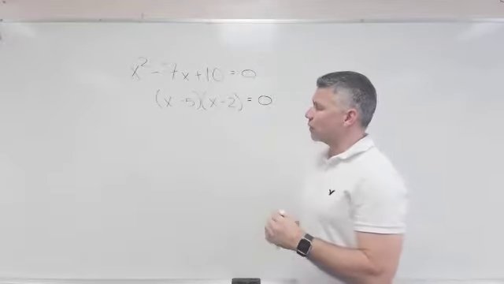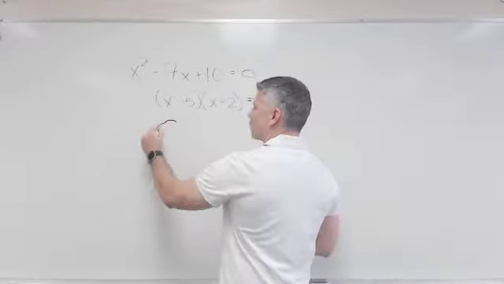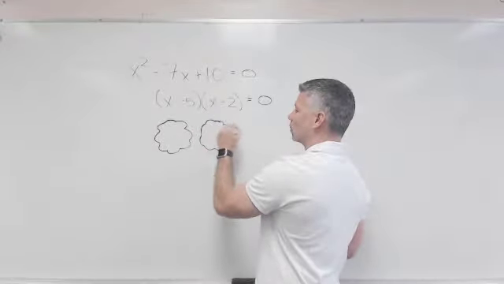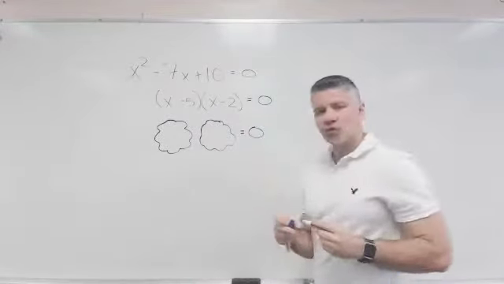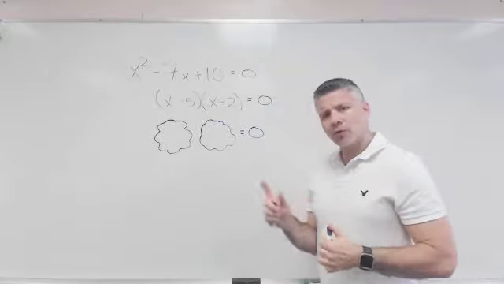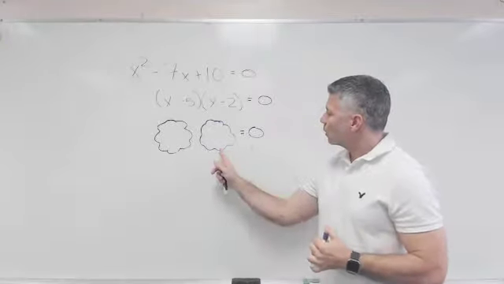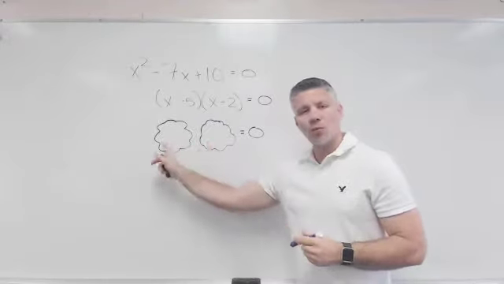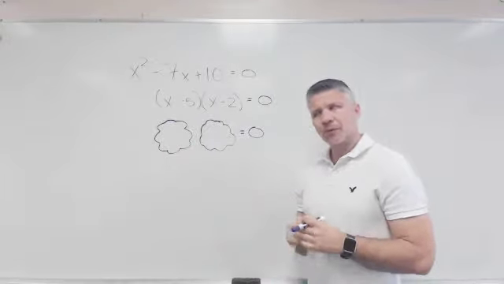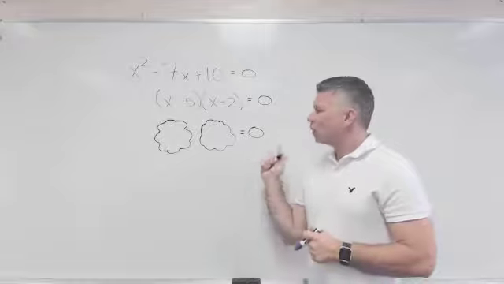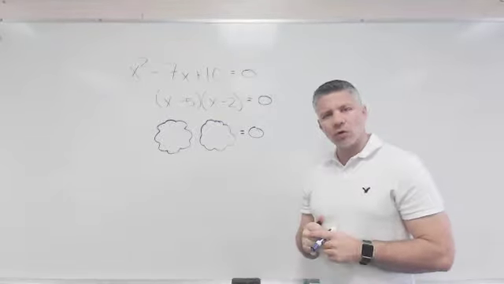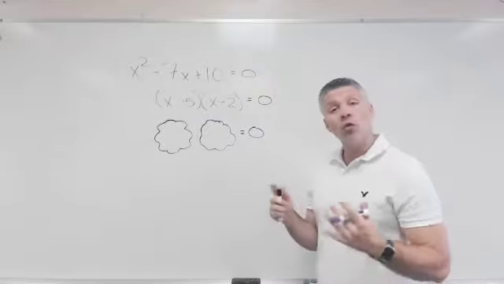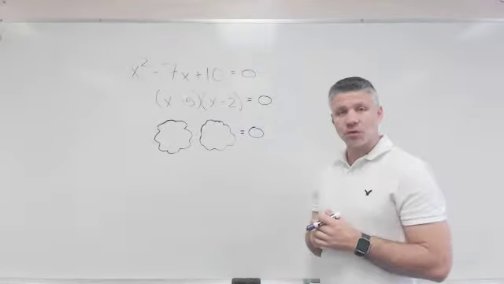Let's think what this means. This means that I have some mystery number times another mystery number, and they equal 0. Think about your properties of numbers and multiplying. What do we know about one of these numbers? If I multiply two numbers and I get an answer of 0, what do I know about one of the numbers? I know one of the numbers must be 0.